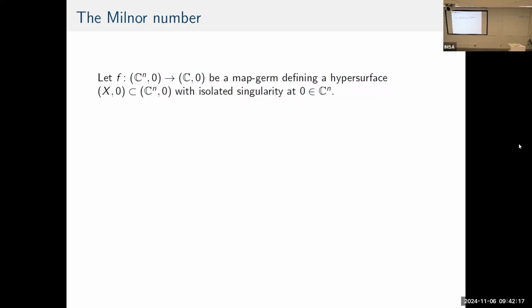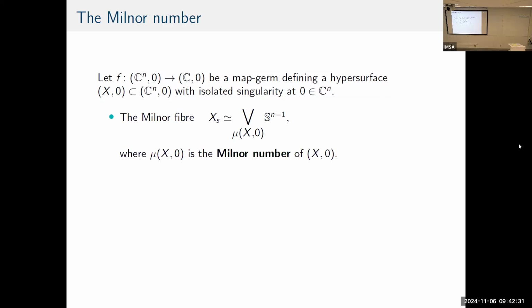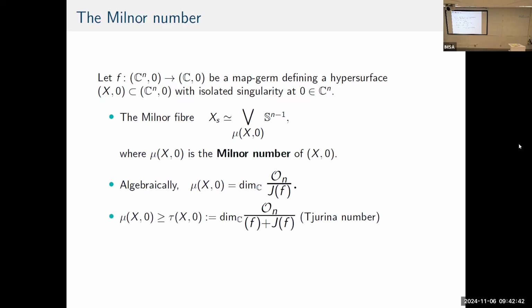So we are in the setting, as you know, of a function that defines a hypersurface with isolated singularity. We have the Milnor fiber. This is a wedge of spheres, and the Milnor number is the number of spheres. But the Milnor number can be computed algebraically, as you know. And there is a relation with the Tjurina number, this inequality. And in the weighted homogeneous case, both invariants are the same.